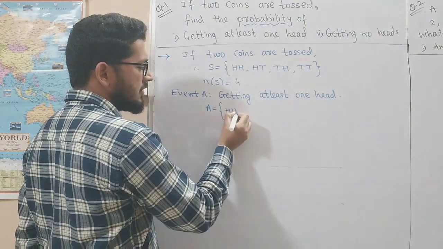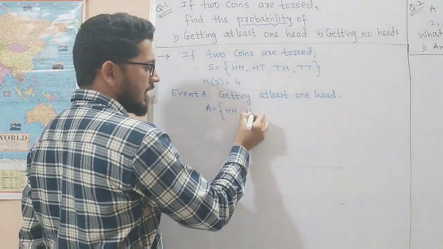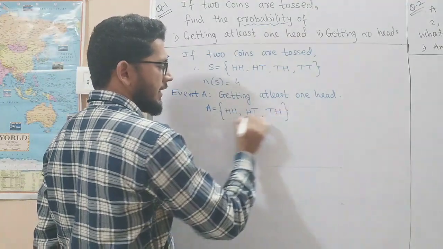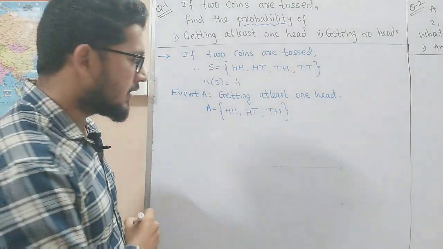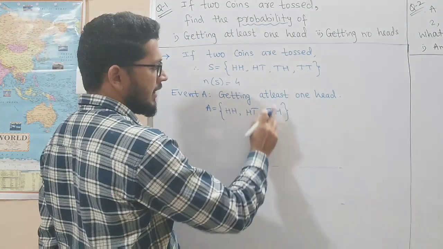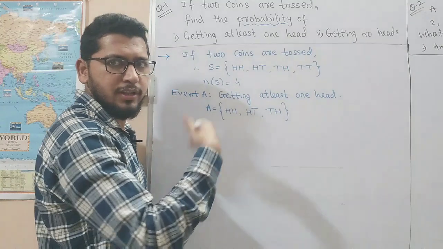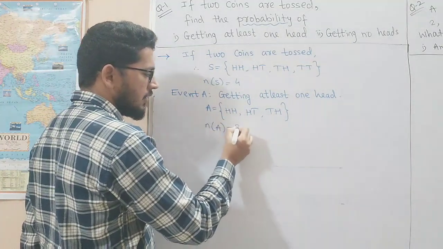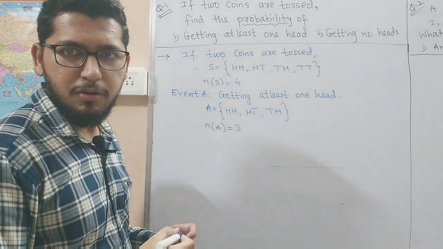Because in HH you can see there are two heads. Then HT, one head one tail. Then TH, one tail one head. Okay. So these will be the possibilities. At least one head means one head and more than one head. So what will be the number of sample points for this? 3. So this completes the number of sample points.